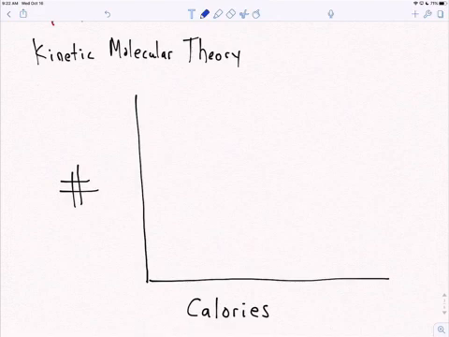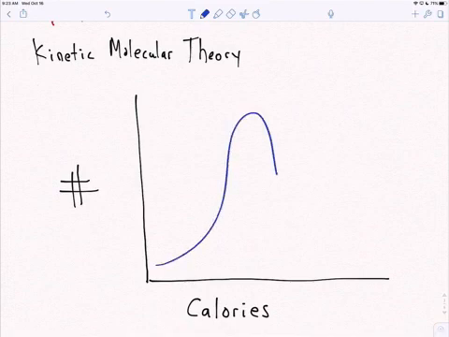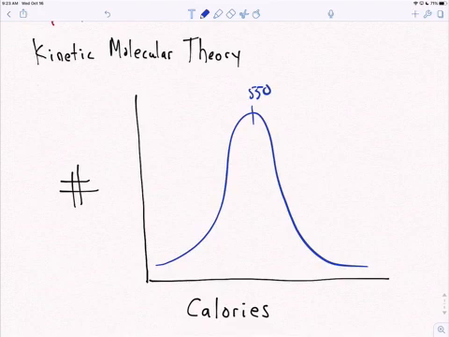Okay, it's 550 calories. So, does that mean that every single spicy chicken sandwich you buy has 550 calories? No, right? You probably have something that looks like this. You have a distribution of that.